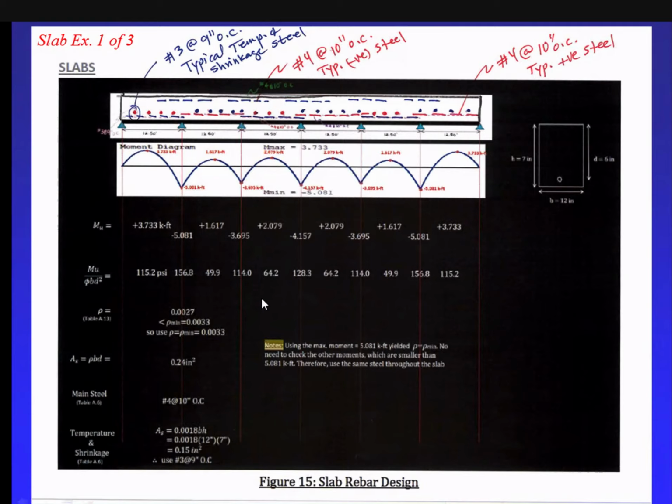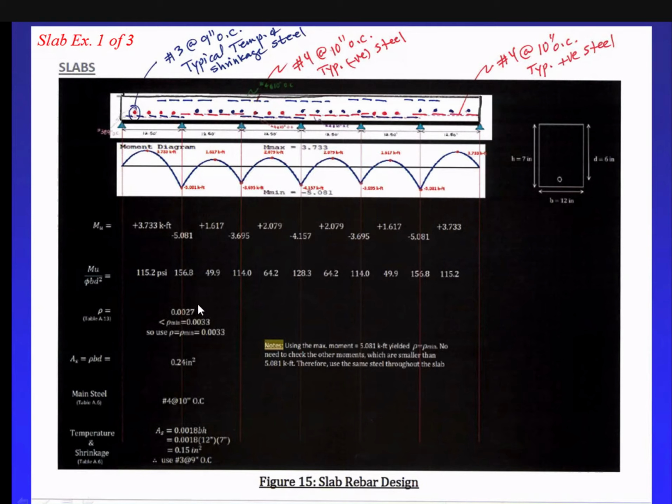Now, but this is very important comment here. If I choose the maximum moment and I ended up with rho less than rho minimum, guess what's going to happen with the rest of the moments? Because they're all smaller than the maximum moment, so I'm going to end up with rho minimum for all of them. Does that make sense? Because look, if you put moment here, look at that. Mu over phi b d squared, all of them is less than 156. This is 115, 49, 114, 64. So all of them is going to give you a rho less than rho minimum. So we're going to use rho minimum.